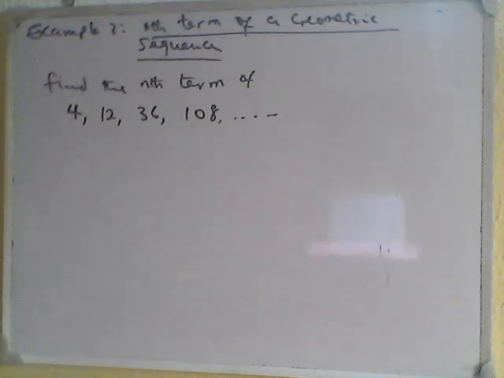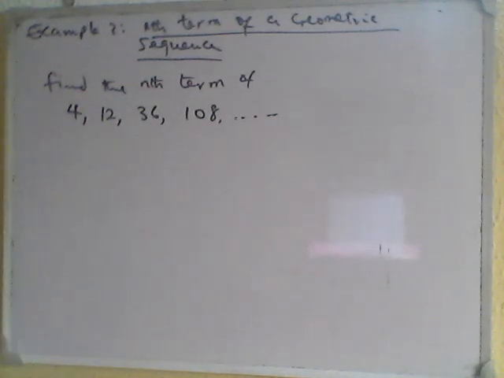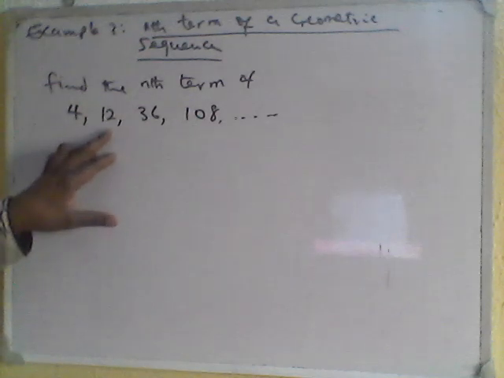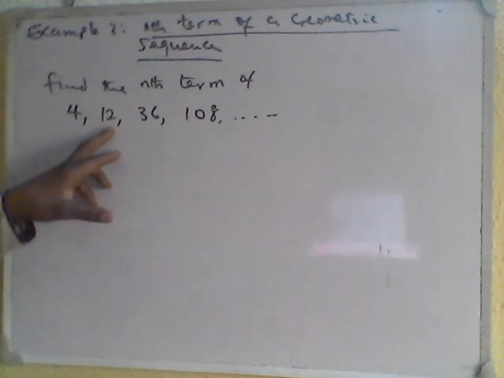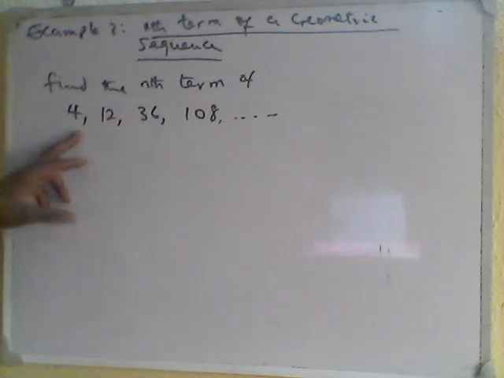So we are to find the nth term of a geometric sequence. This is a geometric sequence. How do I know it's a geometric sequence? It's because if I divide a subsequent term by the preceding term, I'll get a constant number. So 12 divided by 4 is 3.